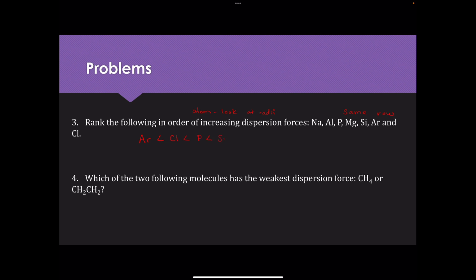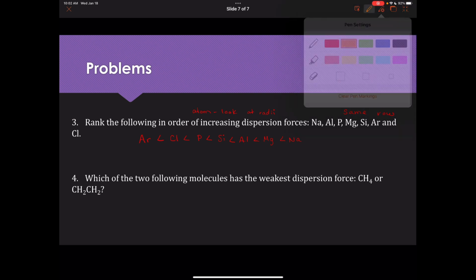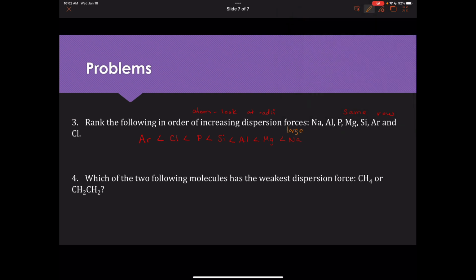phosphorus, silicon, aluminum, magnesium, and sodium. So my sodium is the largest. As the largest, it's going to have the strongest dispersion. My argon is the smallest. It's going to have the weakest dispersion. So if we're looking at comparing individual atoms, we are looking at atomic radii. The larger the atom, the stronger the dispersion force.